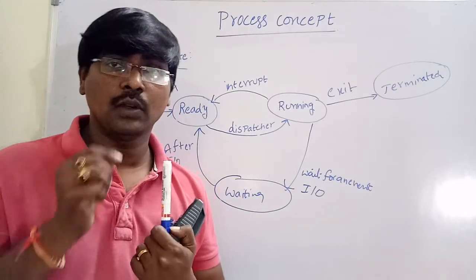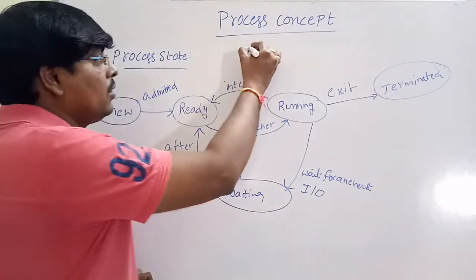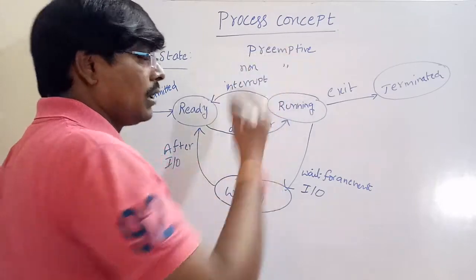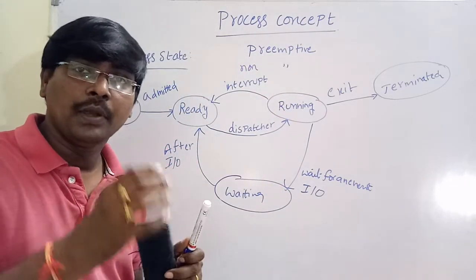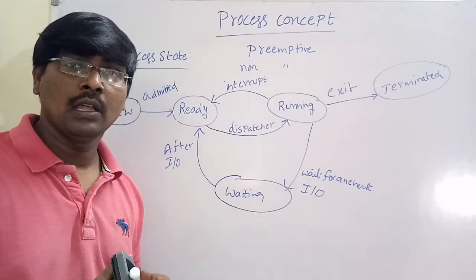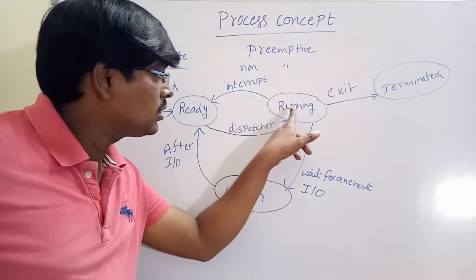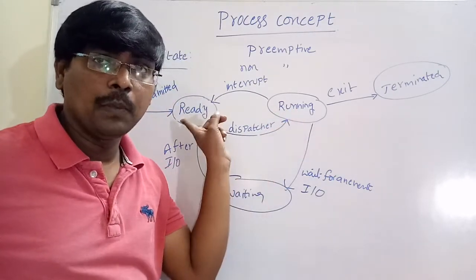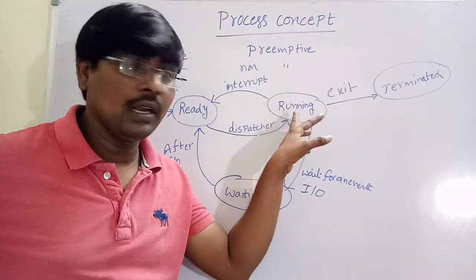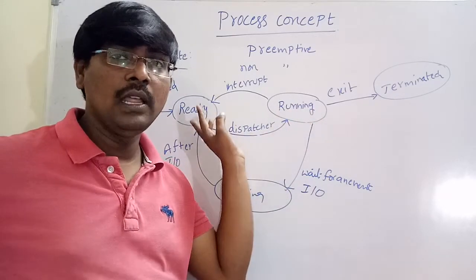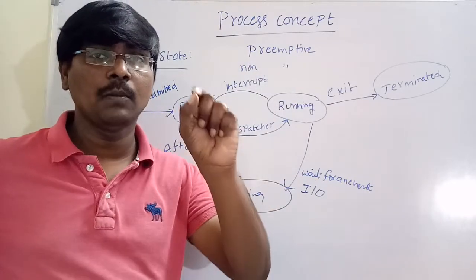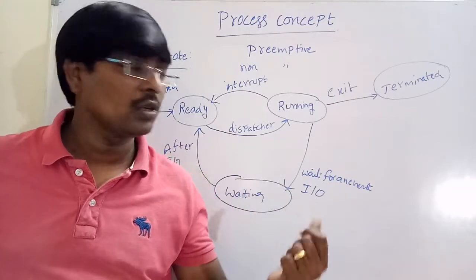And before closing, I will explain one more point. In scheduling, we have two types: preemptive and non-preemptive. What is the difference? Non-preemptive means if one process is in the running state, no other process can enter the running state. After completion of this process, only then can another process enter the running state. That is non-preemption.